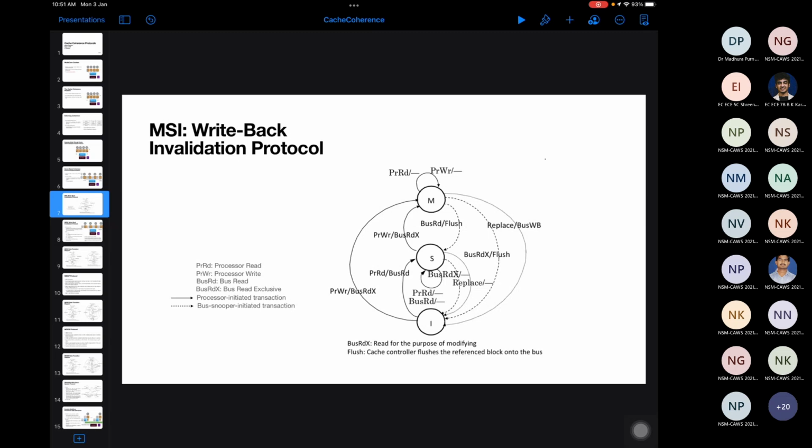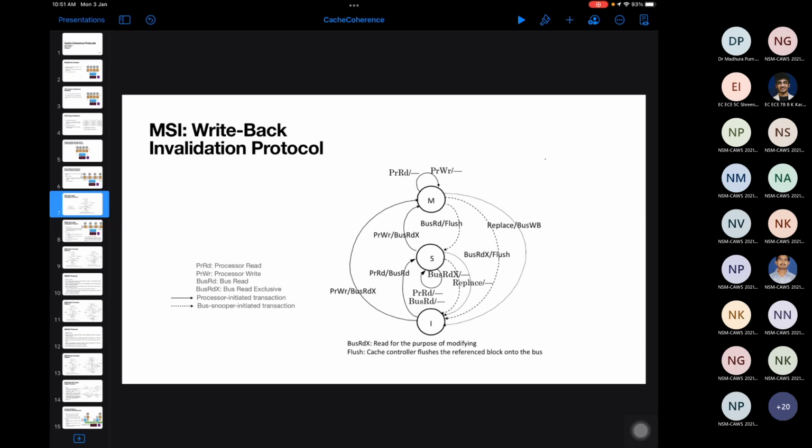Once the data is placed, core 1, which requested this data, captures it and puts it in the location determined by your cache replacement policy. It puts the data there and changes the state from I to S. So there is a state transition from I to S on processor read, and it places a bus transaction, which is called a bus read.